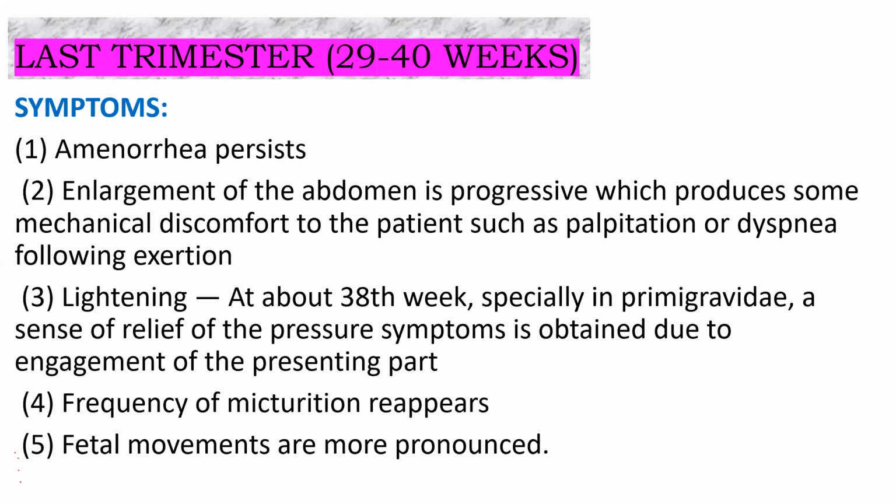Now in the last trimester, that is in 29 to 40 weeks, what symptoms will you find? The amenorrhea, the absence of menstruation, will still persist. Persist means it will still be there, because the woman is still pregnant, so she won't undergo menstruation. That symptom will still be there, and there will be enlargement of the abdomen. Enlargement of the abdomen is progressive, which produces some mechanical discomfort to the patient, such as palpitation or dyspnea following exertion.